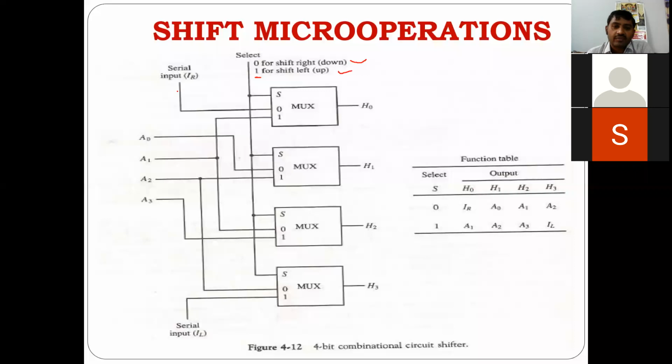The first multiplexer is getting an input of serial input IR, and the other it is getting as A1. Let us see first, if the selection line is equal to 0. The selection line equal to 0 means this one will be sent, this one will be sent, this one will be sent, and this one will be sent. So what is connected over here? That one will be connected as IR. See here, H0 will be IR, right?